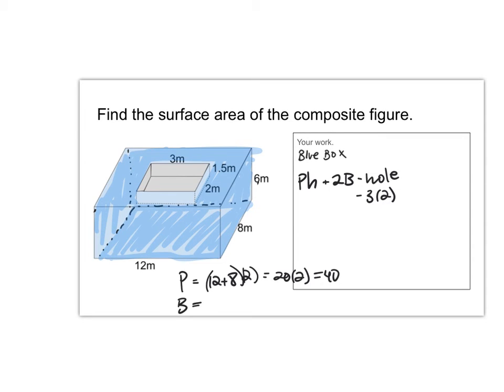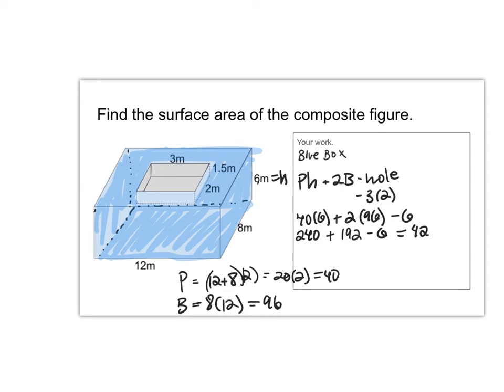The area of the base of the big blue box would be 8 times 12, and that is 96. And the height of the big blue box is 6. So I'm going to have my perimeter of 40 times my height of 6 plus 2 times 96, that's the area of my base, and then I'm going to subtract 6. So 240 plus 192 minus 6. That comes out to 426 meters squared.